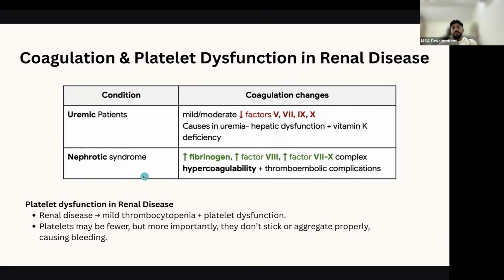Then you have nephrotic people. People who have nephrotic syndrome are going to have more fibrinogen, more factor 8, all right, and more factor 7, 10 complexes. So they're going to become hypercoagulable, right? So they're more prone to thrombosis. They're more prone to DICs as well. So this is something to keep in mind. Platelet dysfunction in renal disease, usually they have mild thrombocytopenia with a bit of platelet dysfunction, okay, which will, of course, cause bleeding.